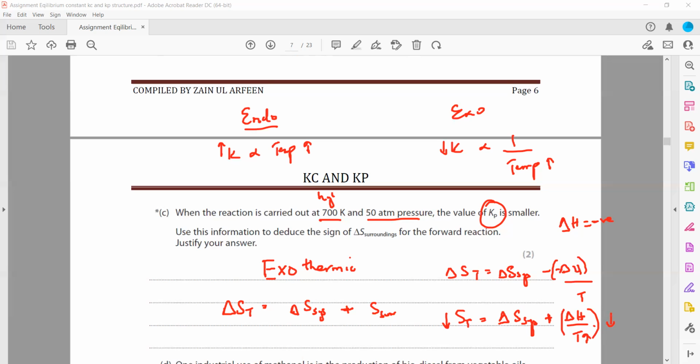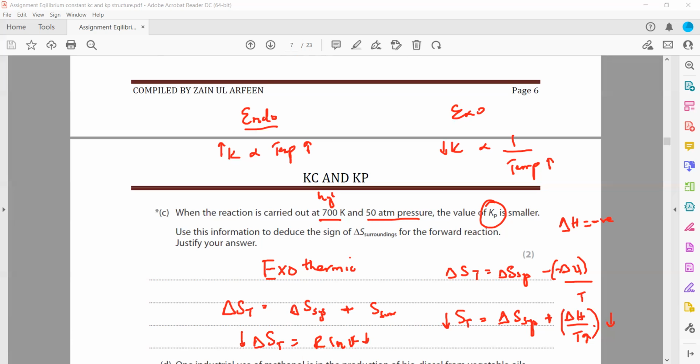And if the total entropy decreases, what is the relation between entropy and K? The total entropy is equal to R, which is a constant, times ln K. So it means if the total entropy increases, the ln K, or the value of K, will also increase. If the total entropy decreases, the value of K will also decrease.